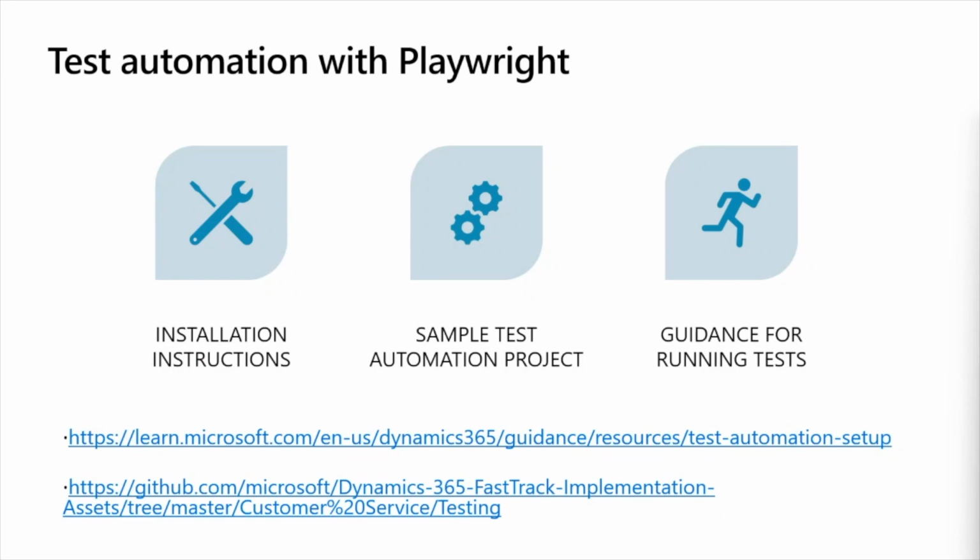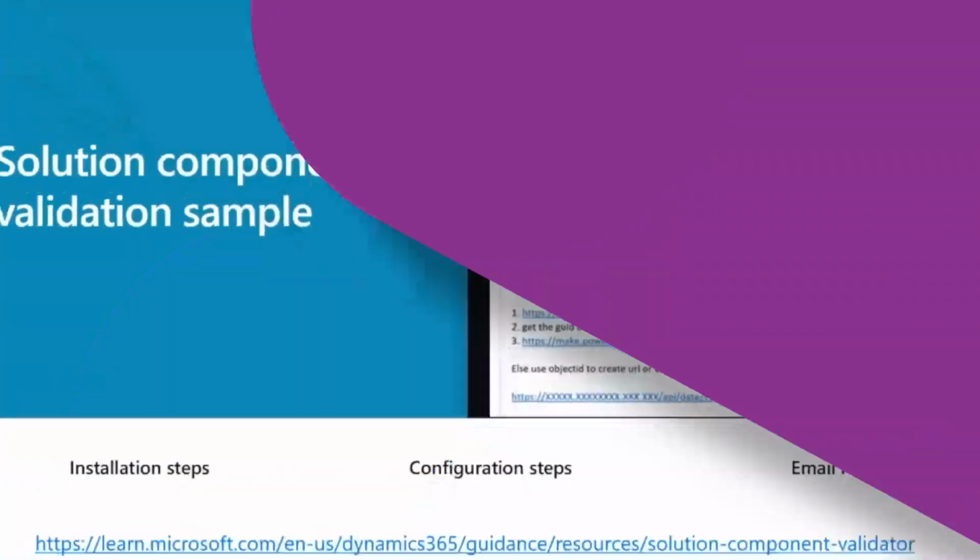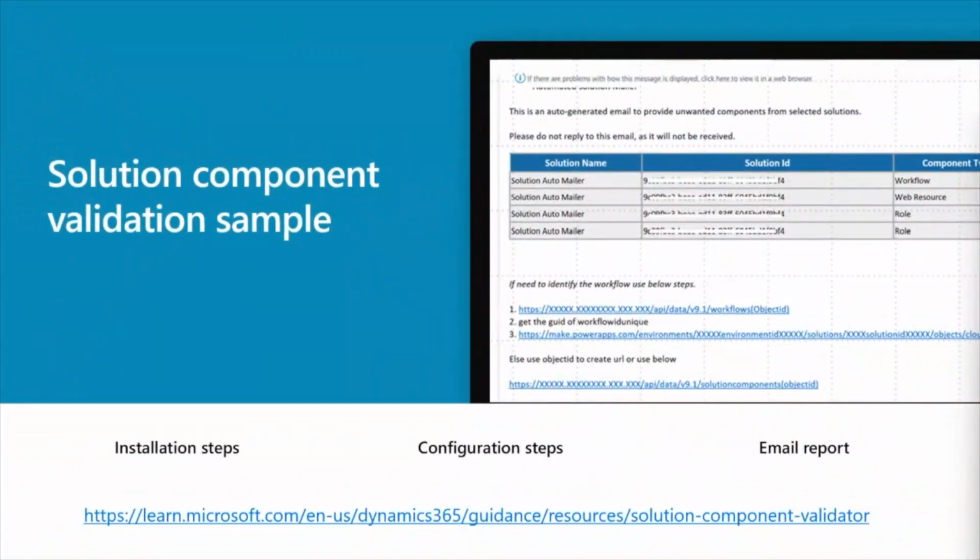So this is an example of how the structure of these tools and resources will look when you navigate to them inside of the Guidance Hub. The next example that I want to take a look at is the solution component validation sample. This is another tool that is available underneath the DCCP umbrella. And with this particular article, it includes installation steps, the configuration steps, and a sample of the email report.